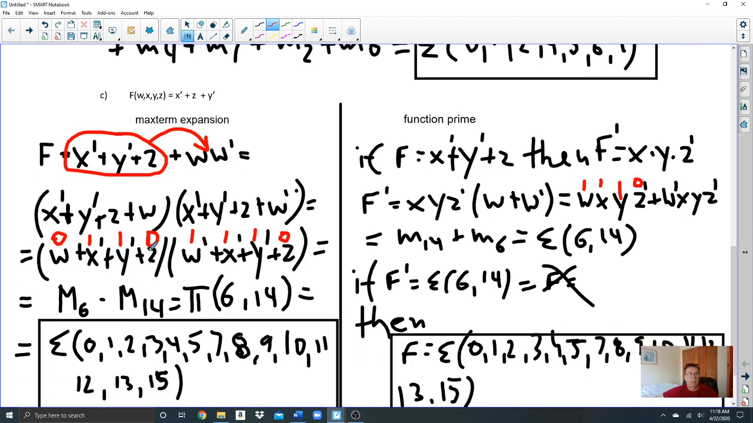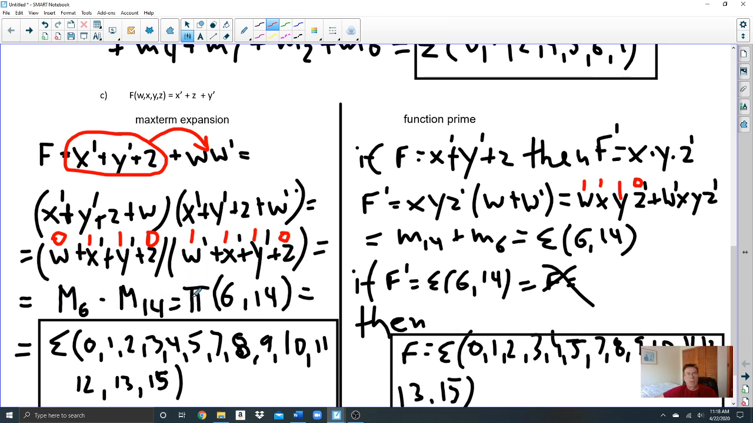0, 1, 1, 0 is 6 in binary. So this is maxterm 6 times 1, 1, 1, 0, which is maxterm 14, because 1, 1, 1, 0 in binary is 14. So we have a product of 2 maxterms, this maxterm and this maxterm. That means we're going to use the shorthand: maxterm 6 times maxterm 14, and we're going to change it into canonical form.